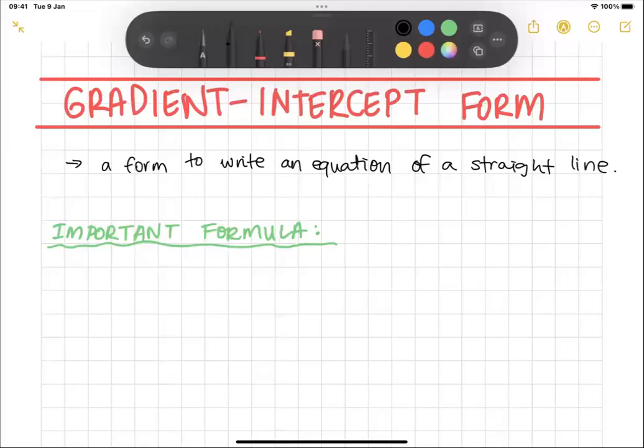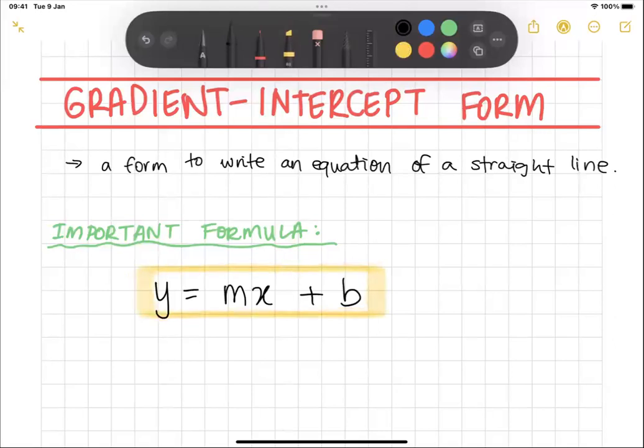Welcome back. Today we'll be looking into gradient intercept form. It's a form to write an equation of a straight line. So this is the gradient intercept form: y equals mx plus b. Right, this will be an important formula for you to use.